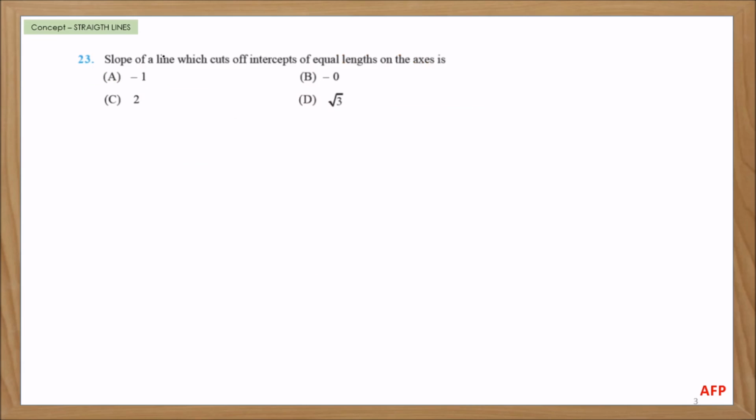Next one. Slope of a line which cuts off equal intercepts on the axes. Solution: equal intercepts means x by a plus y by b, instead of b, a we are taking 1. So this implies x plus y is equals to a. So what is the slope we are having? y is equals to minus x plus a. Therefore m is equals to minus 1 is the slope of the given line. This is the answer, comparing with y is equals to mx plus c.